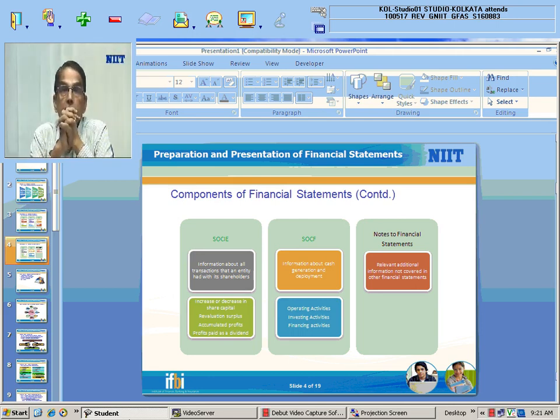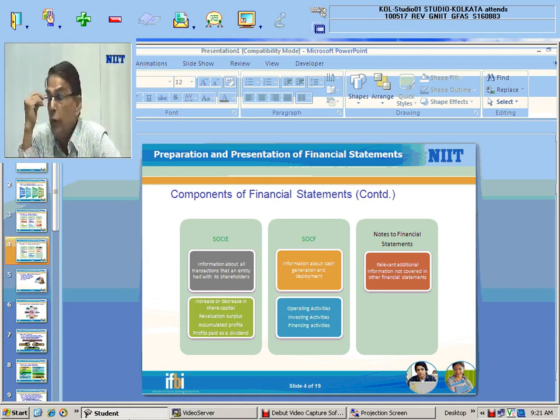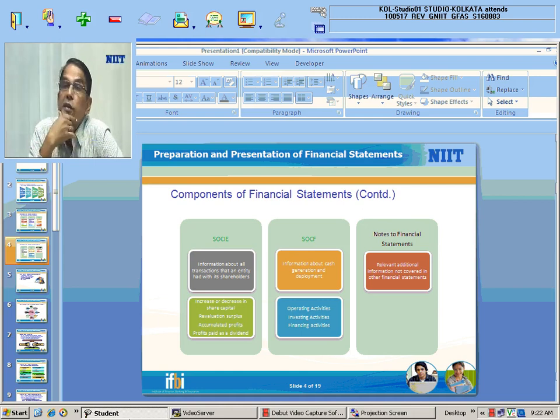And the last component of the financial statements, which creates a complete set of financial statements, is notes to financial statements. These are basically relevant additional information which are not covered in the other 5 financial statements, necessary information to the users, because there may be some additional information which may not be covered through the other 5 components of the financial statements. These will be given in the form of notes to financial statements, a very important disclosure requirement. This discloses the information which is not available through the other 5 components of financial statements. That is called notes to financial statements.